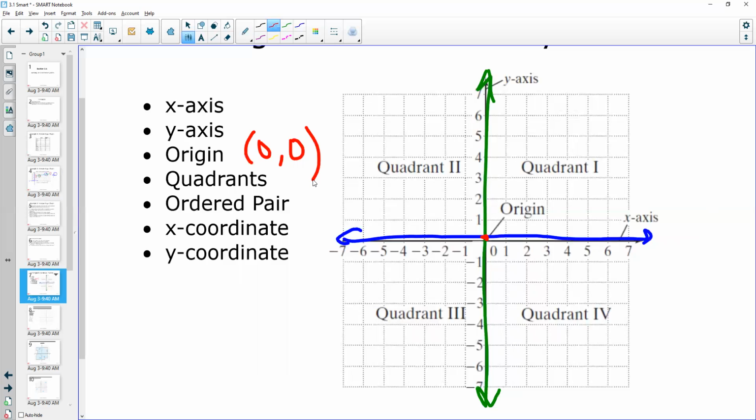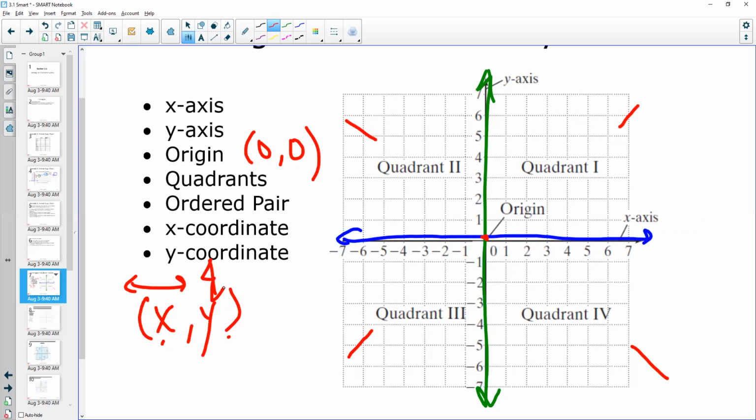The quadrants always start with quadrant number 1 in the top right, and quadrant number 2 in the top left, number 3 in the bottom left, number 4 in the bottom right, pardon me. Those always go in counterclockwise order. The numbers are always the same. An ordered pair is any x and y coordinate, right? An x coordinate and a y coordinate together that give a location. So remember, the x coordinate is always left to right. The y coordinate is always vertical up and down.